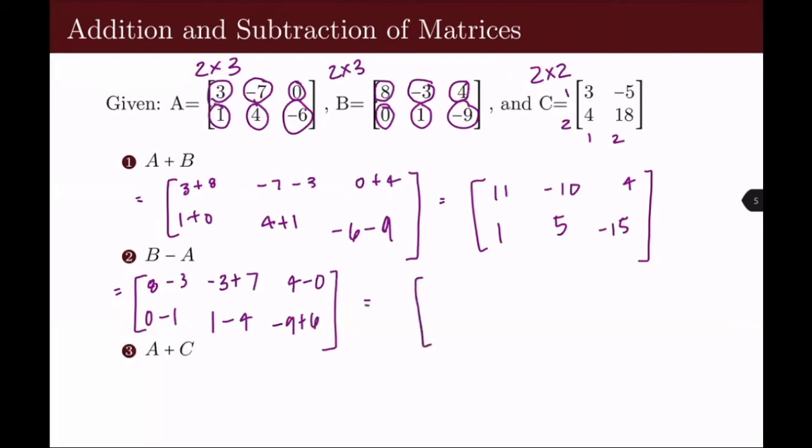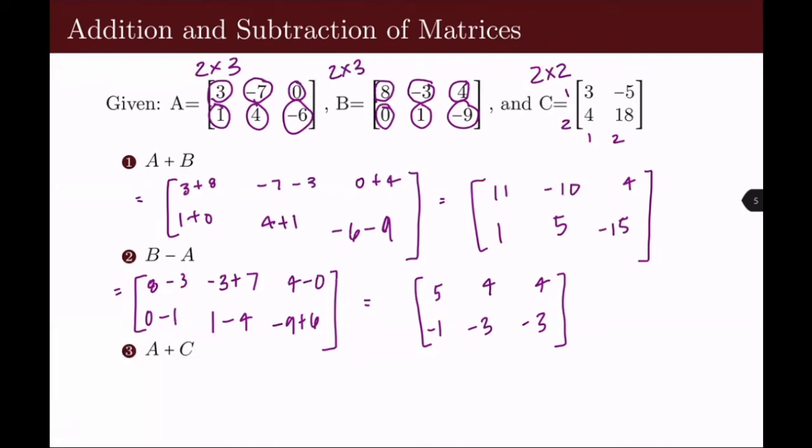So that is going to be 8 minus 3 is 5, -3 plus 7 is 4, 4 minus 0 is 4, 0 minus 1 is -1, 1 minus 4 is -3, and -9 plus 6 is also -3. So it is pretty straightforward. You just add and subtract the numbers in the corresponding row and column.